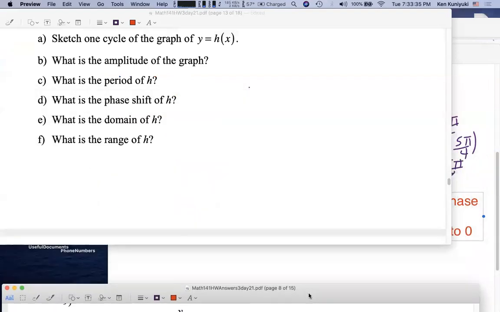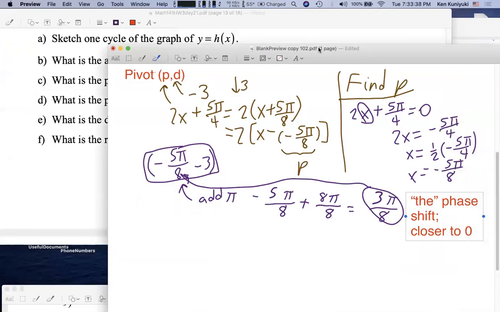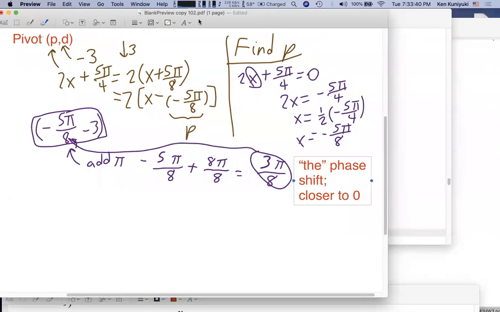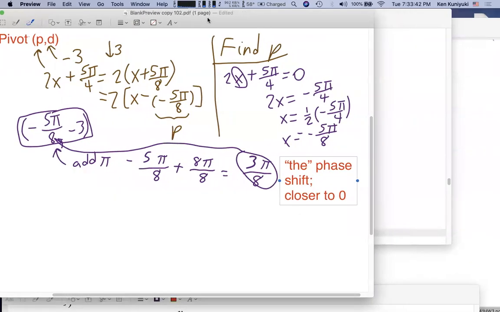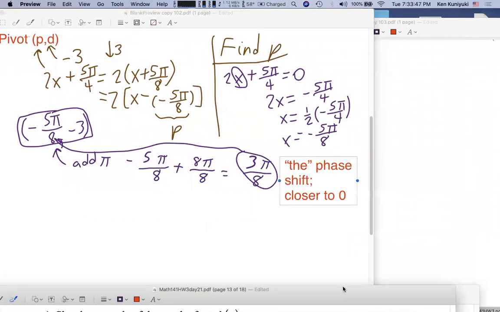Okay. So I'll answer A through F in just a moment after I finish graphing. Questions so far about what I'm getting at here?